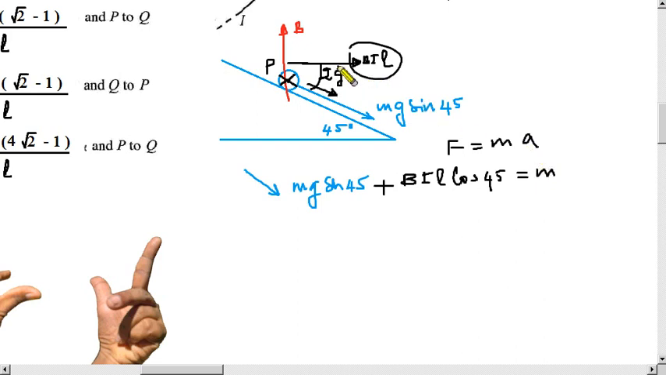A is 2 times g. That is what they want, an acceleration equal to 2 times g. So we write here therefore that.